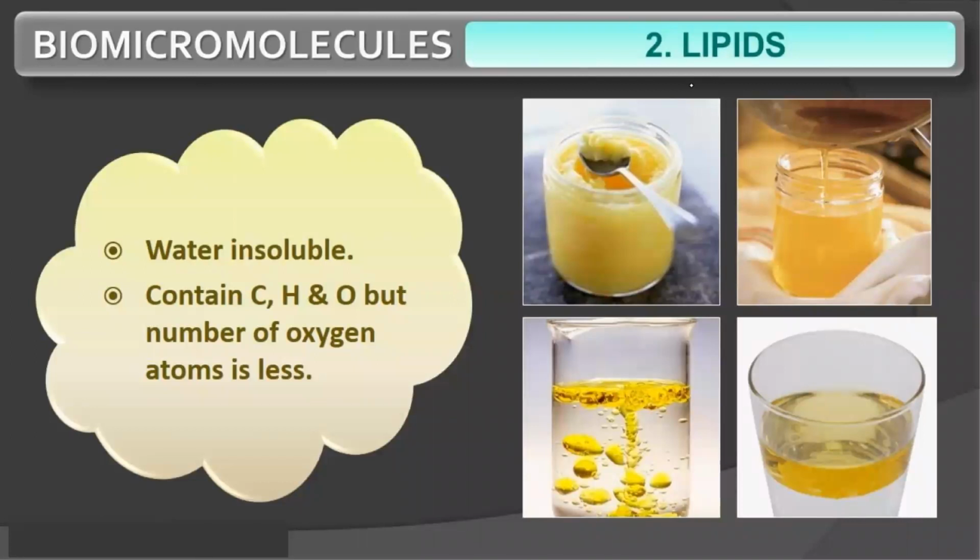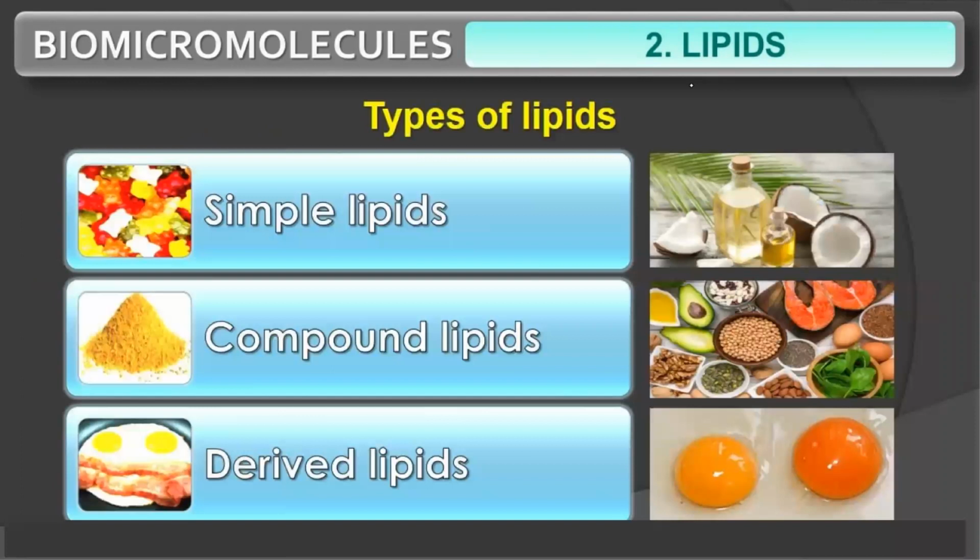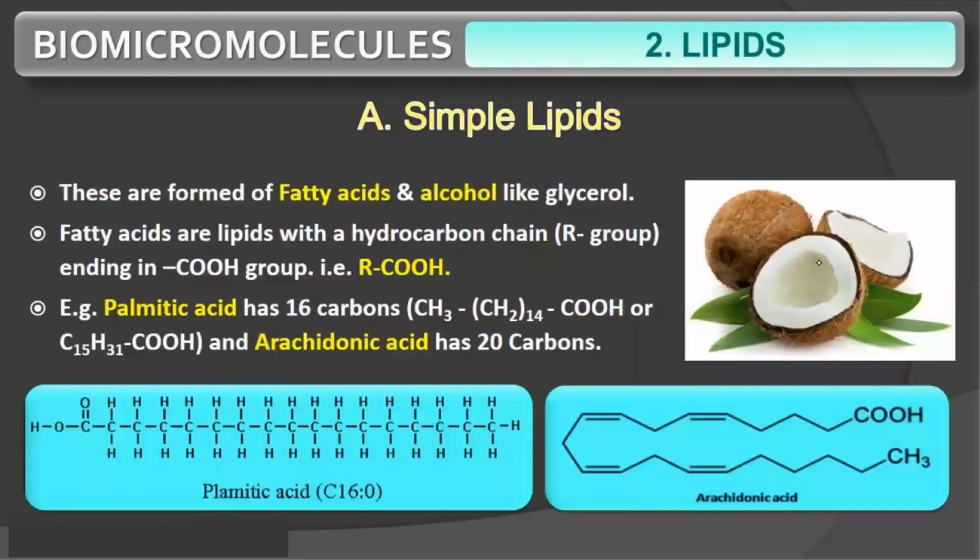The next biomicromolecule is lipid. Lipids are water insoluble, and they contain C, H and O, but the number of oxygen atoms is less. There are three types of lipids: simple lipids, compound lipids and derived lipids. Simple lipids are formed of fatty acids and alcohol like glycerol.